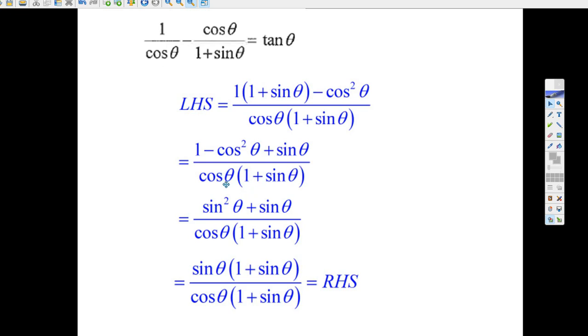Now I'm looking at the bottom. I'm leaving this cosine alone because it's telling me tangent is sine over cosine. I've already got the cosine. So this other thing must cancel somehow. I don't know how yet, but let's see.